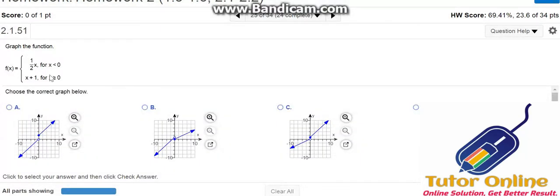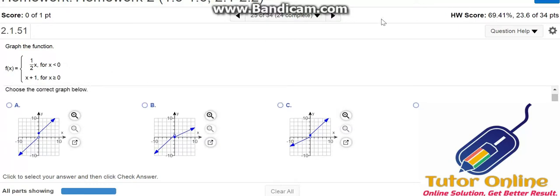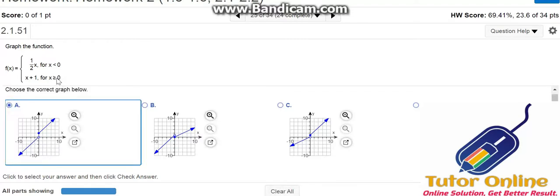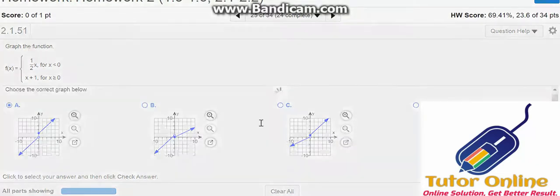Graph the function. F of x is 1 over x for x greater than 0, x plus 1 for x less than or equal to 0. Put 1, then 1 by 2. For x less than 0, this graph will be in x plus 1, for x greater than or equal to 0. If you put 0, it will be 1. So let's check.